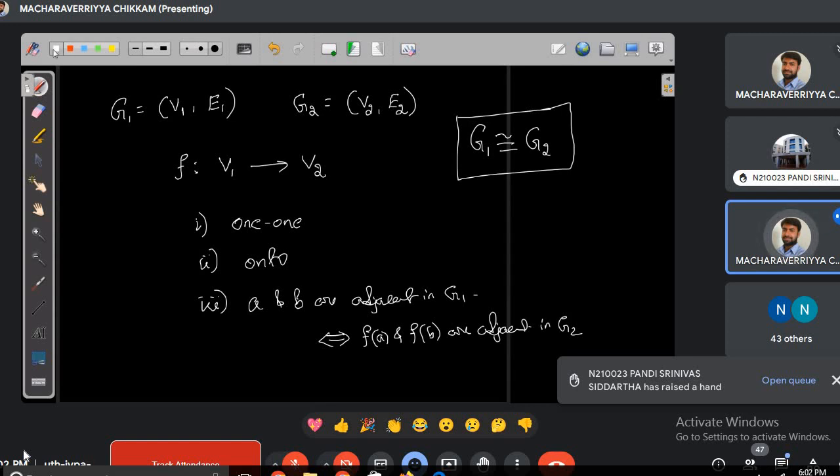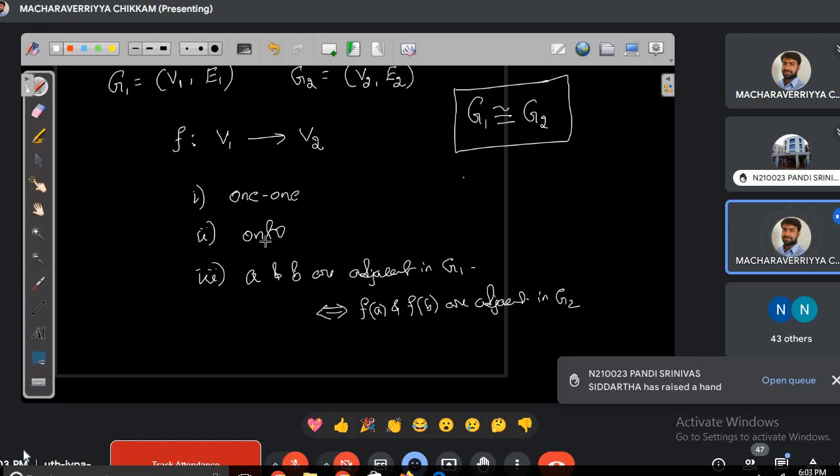So when an isomorphism is possible between two graphs, what is the relation between the vertex sets? One thing we can observe: if we want to define a one-one and onto function between them, definitely the number of vertices in the first graph is the same as the number of vertices in the second graph. Not only that, the third condition tells that the number of edges must be the same here and there.